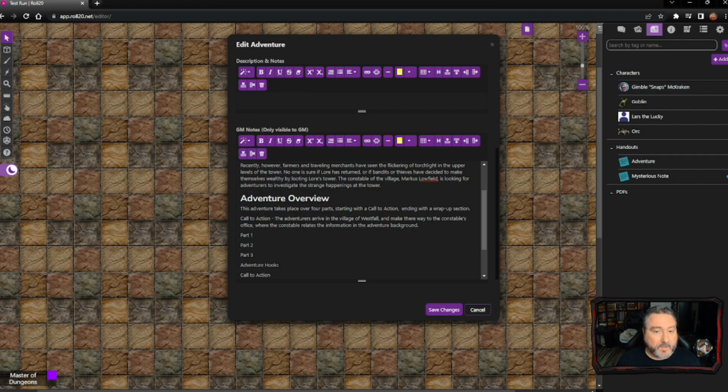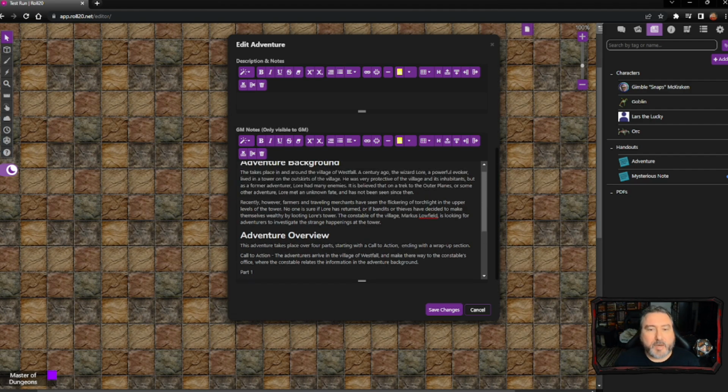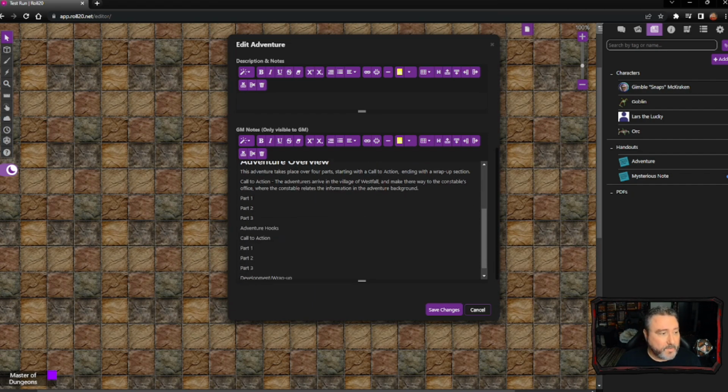So we've already gotten the adventure background. So he can tell them a little bit about the lore about Lore, the wizard. Of course, you can flesh it out even more. You can give the wizard a lineage or race. You can give him a little bit more of a description when you're putting together the extra parts.